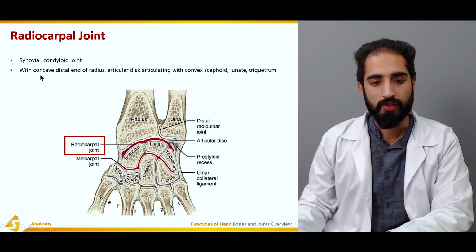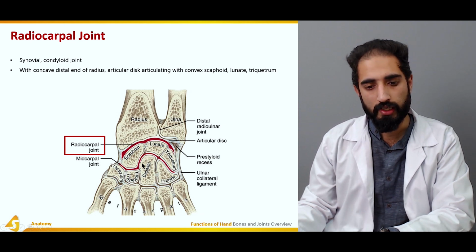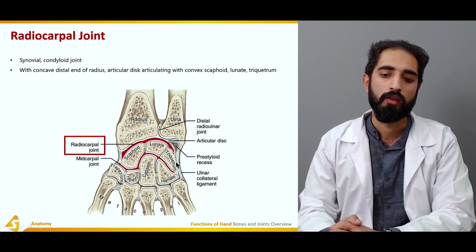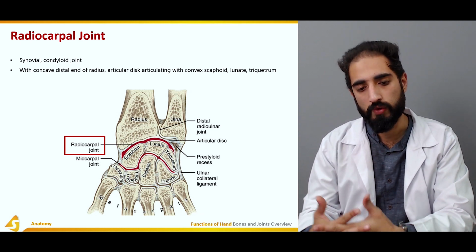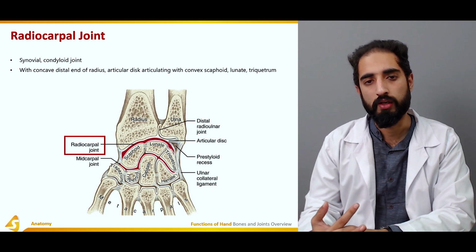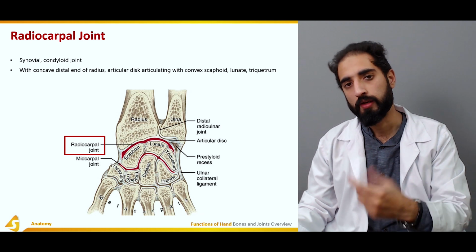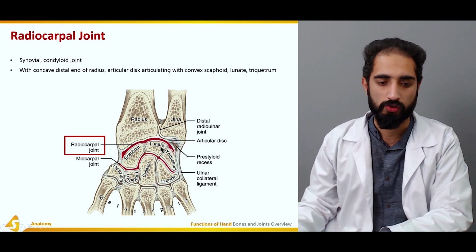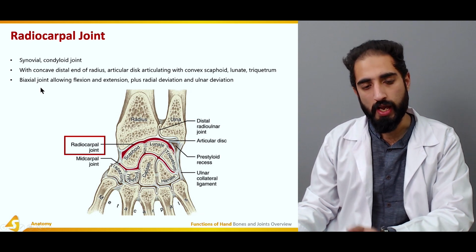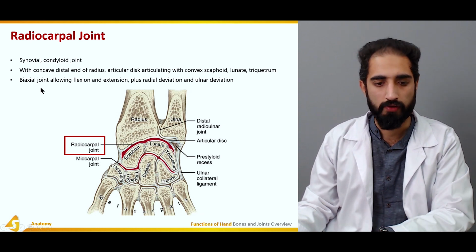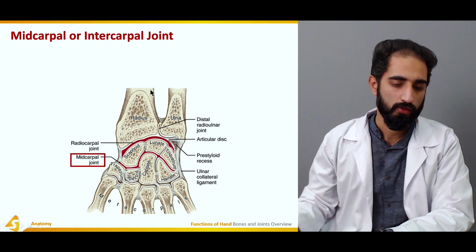And as I already mentioned, the concave distal end of the radius serves as the stationary partner, and the convex proximal row of the carpal bones makes the moving convex part, and that is why the convex and concave rule applies, with rolling and sliding in opposite directions. So as I already mentioned, it is a biaxial joint allowing flexion, extension, and abduction, adduction, or ulnar and radial deviation, and has in short 2 degrees of freedom.